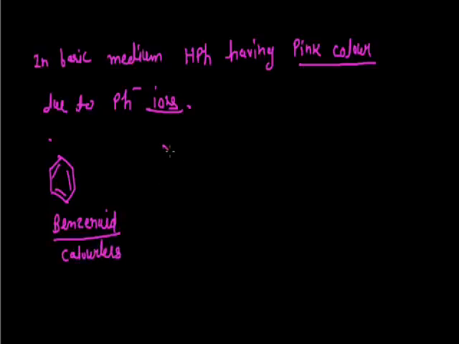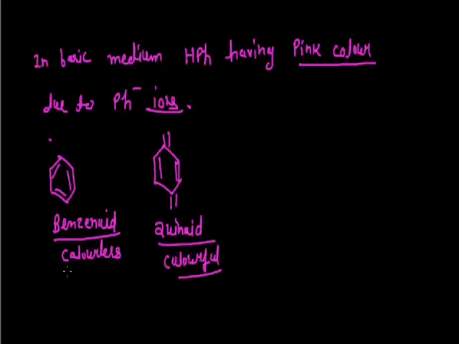But when we have this type of ring, that is called the quinonoid ring, it is colorful. So this is the common theory which depends upon resonance, or the Arrhenius concept. Now we are discussing self-indicators.